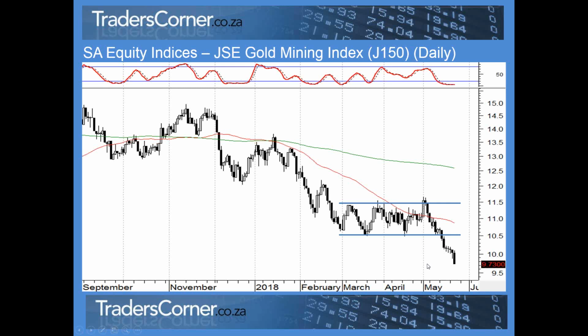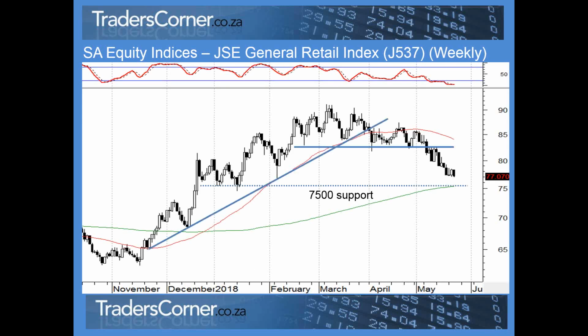So, really doesn't look good. It still looks pretty bearish to my mind. All right, and then this is the general retail index. Here again, you can see how that excitement and the Ramaphoria that was with us at the end of last year and into the beginning of this year really has petered out.